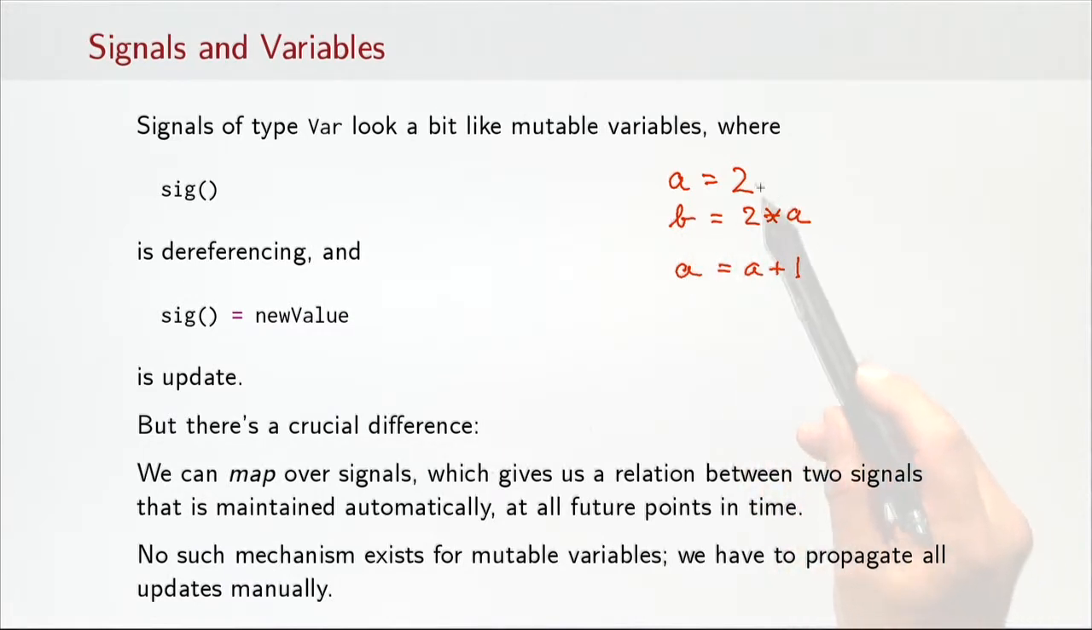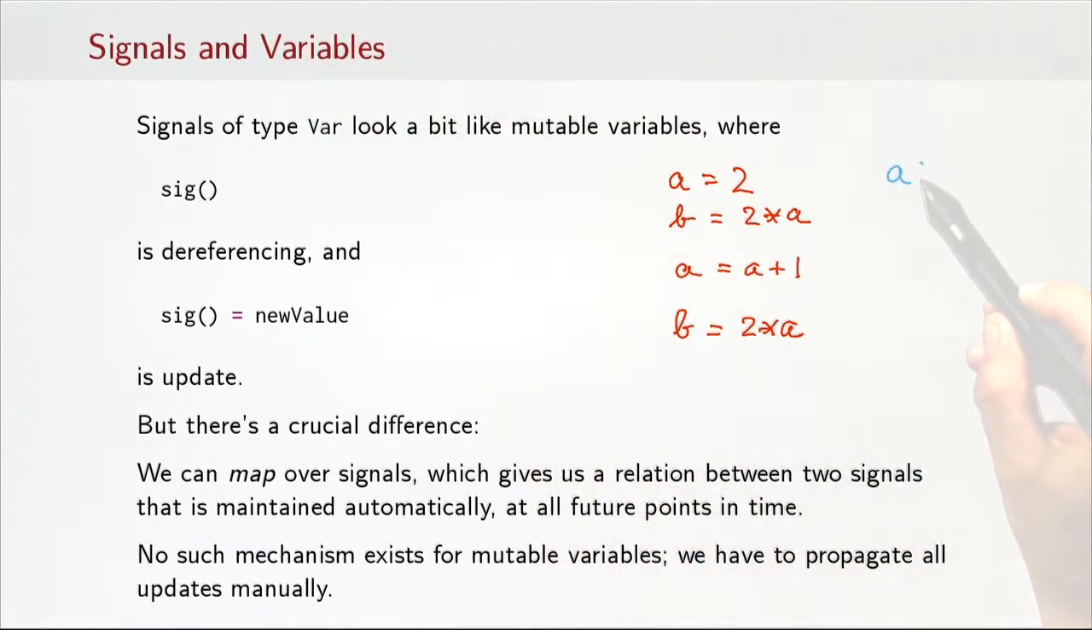So b would still be 4 even after that assignment. We'd have to update it manually to say, well, b is now again 2 times a, so that would give it 6. Whereas if we did the same thing with signals, then it would look like this.